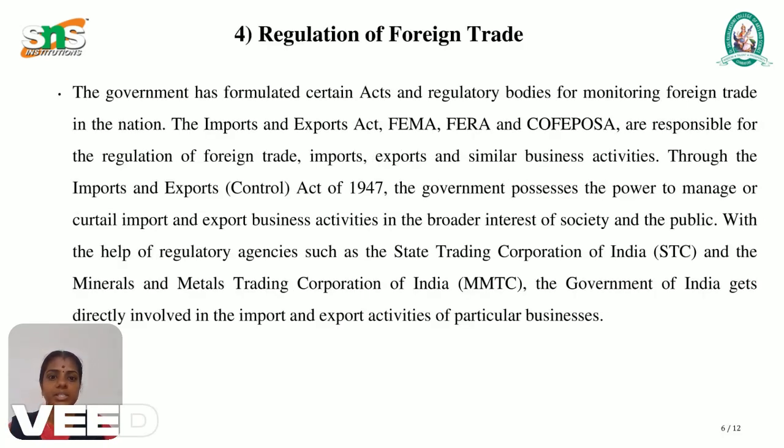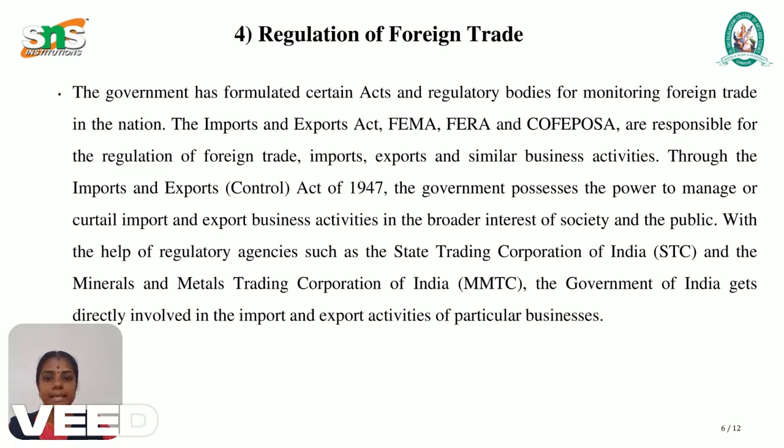Next one is the regulations of foreign trade. The government has formulated certain acts and regulatory bodies for monitoring foreign trade in the nation. The Import and Export Act, FEMA, and COFEPOSA are responsible for the regulations of foreign trade, import, export, and similar business activities.